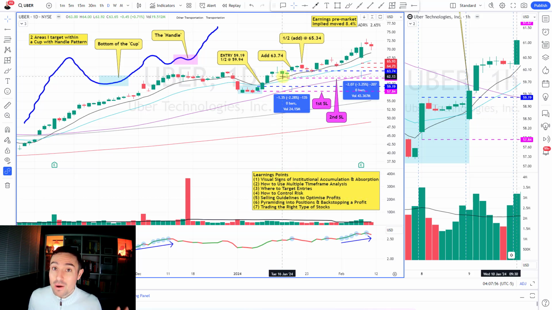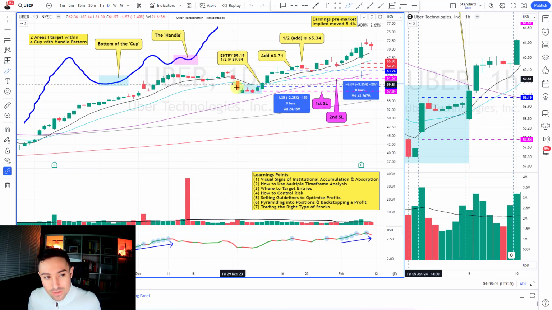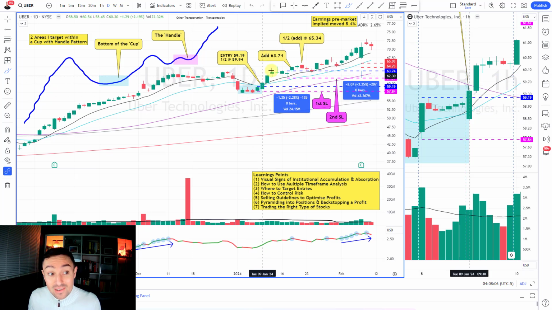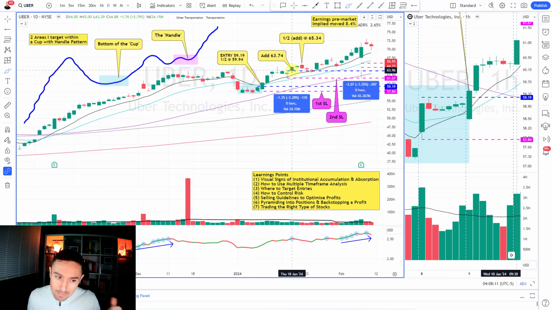Then I'm going to talk a little bit about pyramiding into positions. This is really effective if a cup and handle develops and I get the initial entry at the bottom of a cup as it's transitioning up and out the right hand side, then into the handle where I can be looking to add. So we'll talk about that, and the pyramiding, backstopping in profits, and then trading the right type of stocks. Already covered that.